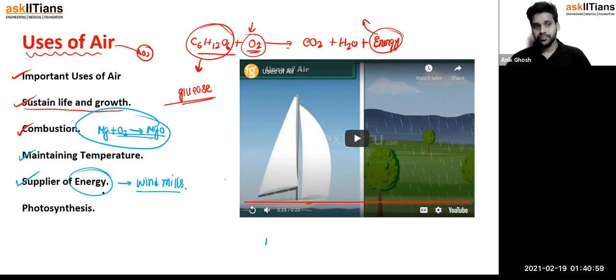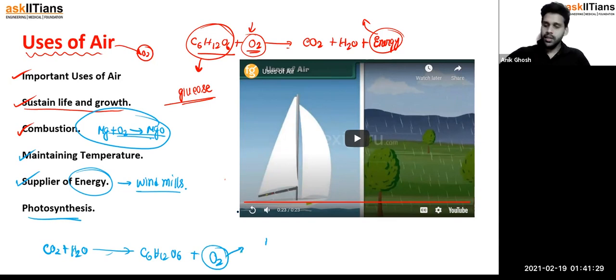Another thing is photosynthesis. As I told you, in air there is carbon dioxide. This carbon dioxide is taken in by the chlorophyll, and along with water, they both react to give you C6H12O6, which is glucose, coming from the different types of plants. And oxygen is given out for animals' use. So this was about the uses of air.